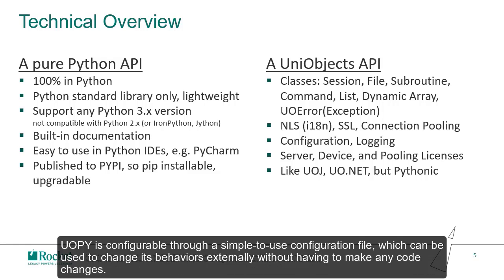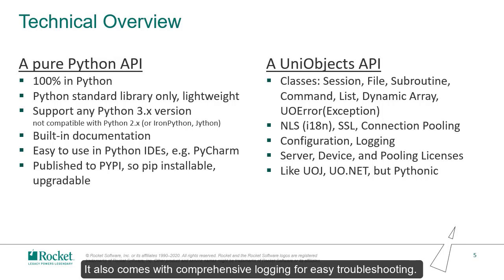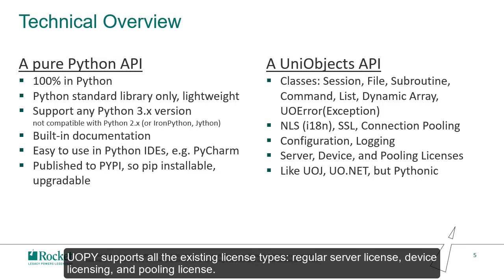UOPY is configurable through a simple-to-use configuration file, which can be used to change its behaviors externally without having to make any code changes. It also comes with comprehensive logging for easy troubleshooting. UOPY supports all the existing license types: regular server license, device license, and pooling license.